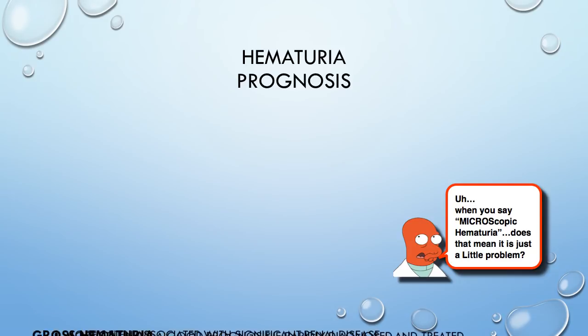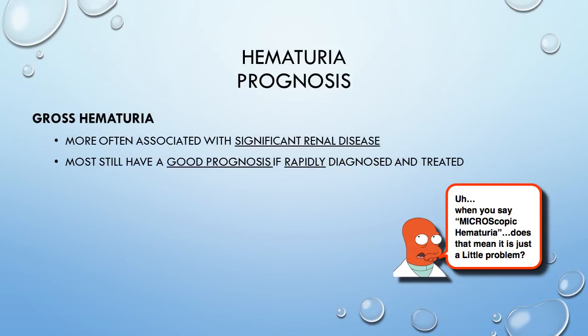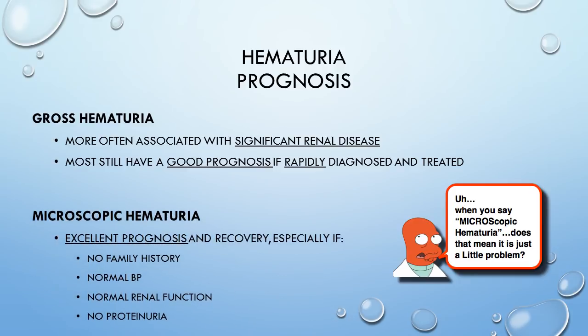The prognosis of hematuria: if they have gross hematuria, that's more often associated with significant renal disease. Most still have a good prognosis as long as we rapidly diagnose them and treat them. For microscopic hematuria, they have an excellent prognosis and recovery, especially if everything else is normal. They don't have a family history of any kidney problems. They've got a normal blood pressure, normal renal function, and no proteinuria.